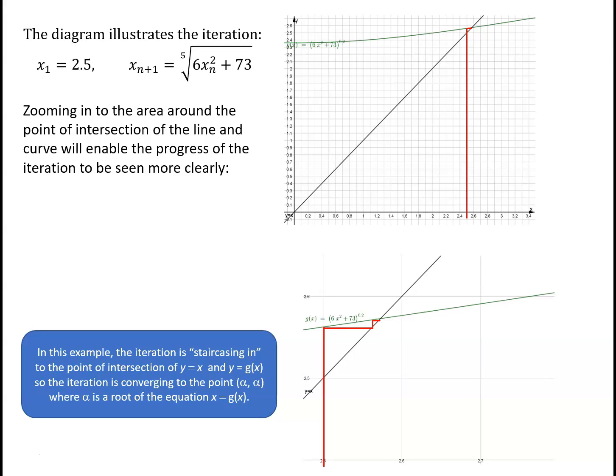Now in this case we can see the iteration is giving us a staircase type diagram, which staircases in to the point of intersection of y equals x and y equals g(x). So the diagram is telling me that the iteration is converging to the point (alpha, alpha), where alpha is the root of x equals g(x).